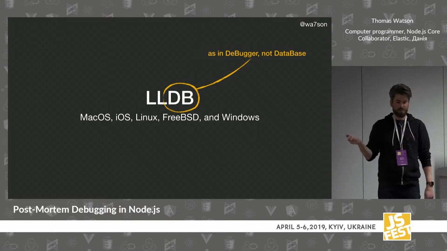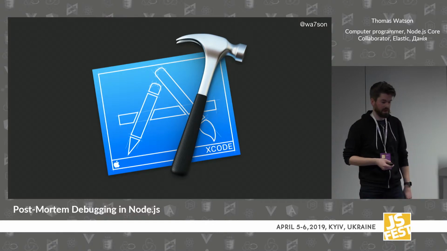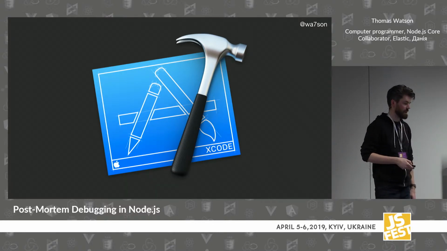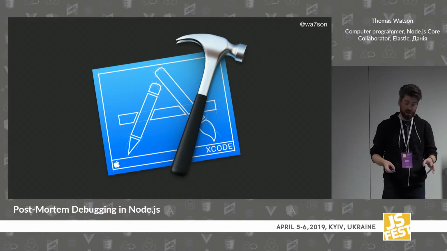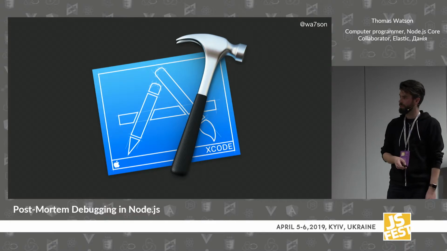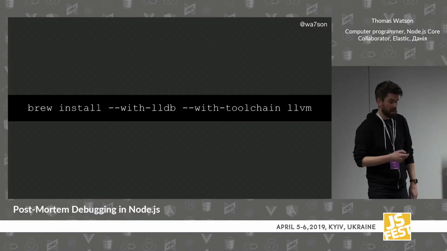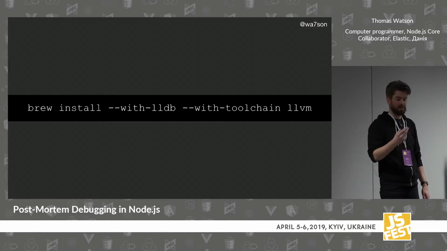So how do you get LLDB? Well, if you have Xcode installed on your Mac, you already have it. It comes with Xcode and will be installed in the background. If you don't want to install Xcode, or you're not on a Mac, or if you want to upgrade the version that you have, you can use Homebrew to install it instead. And there's a similar option, you can use apt-get on Linux, etc.